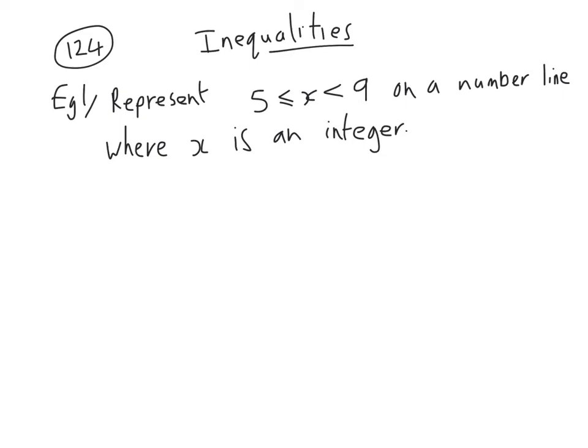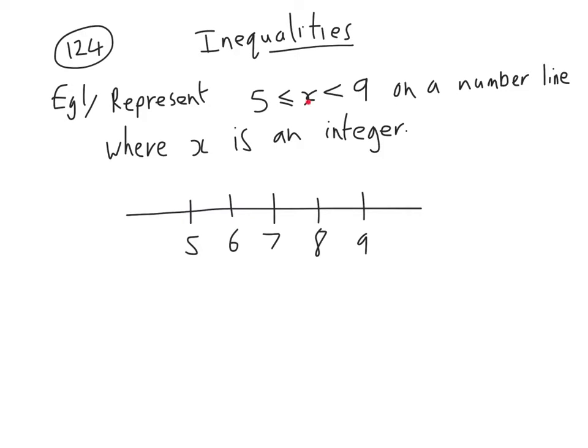Inequalities, objective 124. Example 1: represent 5 is less than or equal to x, which is less than 9 on a number line, where x is an integer. So you draw yourself out a number line. The key values are going to be at 5 up to 9. You can have ones either side, but they're the key ones.